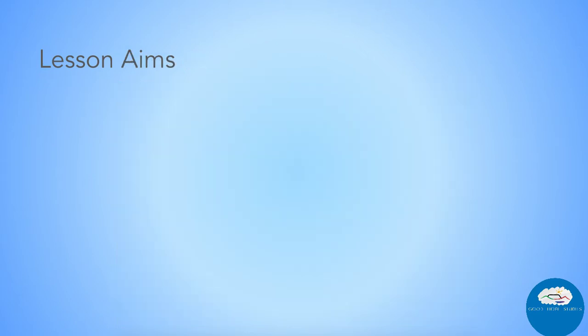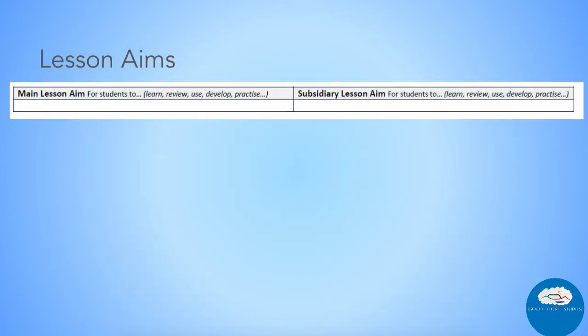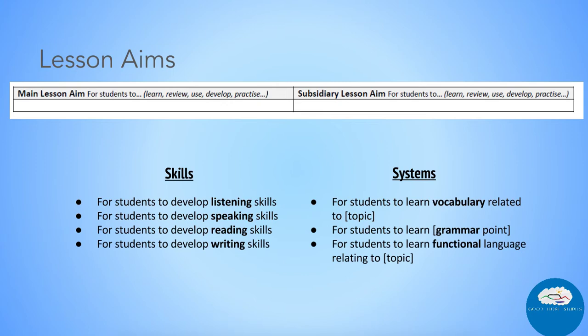Let's start with lesson aims. So for your lessons, you'll have a main aim, and then you'll have a subsidiary aim. And the main aim should reflect the area that you circled, the lesson focus. So here are some examples of aims. So you're either going to have a skills lesson where you develop one of these 4 skills: listening, speaking, reading, or writing. Or you'll have a systems lesson where you'll teach vocabulary, grammar, or maybe functional language.